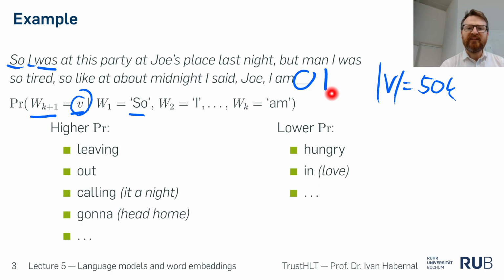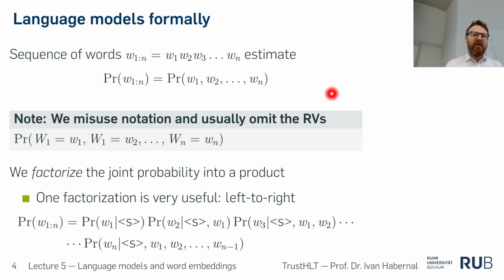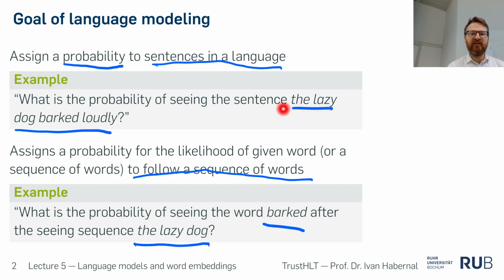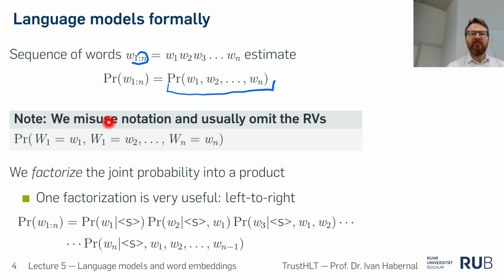Okay. So formally, we have a sequence of words, and we're using this colon for sequences. So 1 to n, which are some words, and we are asking for the joint probability. So what is the probability of the entire sequence of words? This would be like the example of what is the probability of seeing a sentence, the lazy dog barked loudly. So in your example, you would say, okay, the joint probability would be 0.20 something. But usually the probabilities are very low because you have so many.